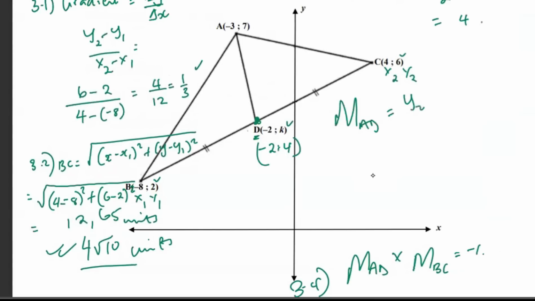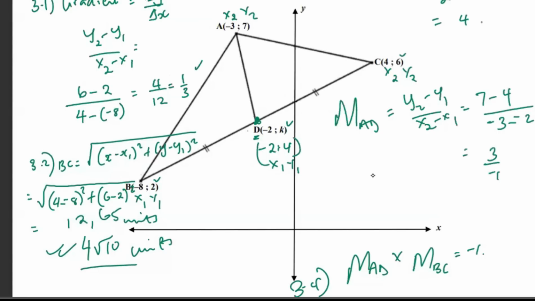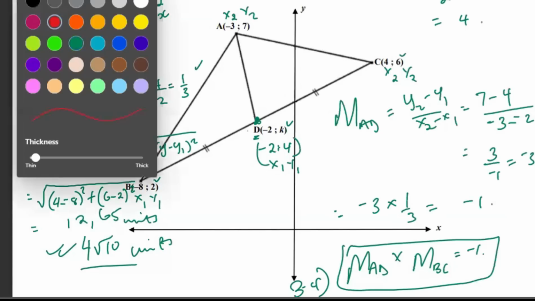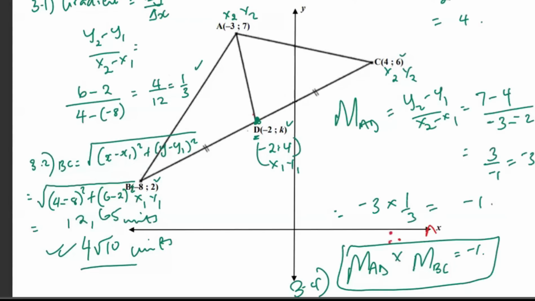So gradient of AD, we said y2 minus y1 over x2 minus x1. Whichever one you call x1 or x2, let me call this x2 and y2, and this should be x1 and y1. So that's going to be 7 minus 4 over negative 3 minus minus 2. So that becomes 3 over negative 1, which is negative 3. Then apply this formula and it tells us that negative 3 times 1 over 3 gives us negative 1. If that is true, then draw a conclusion and tell us, therefore, AD is perpendicular to BC.